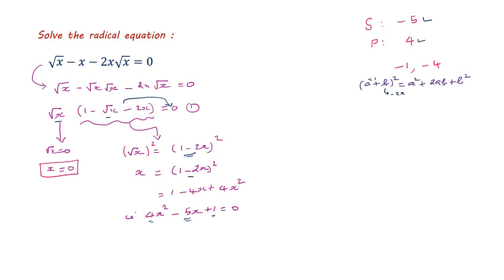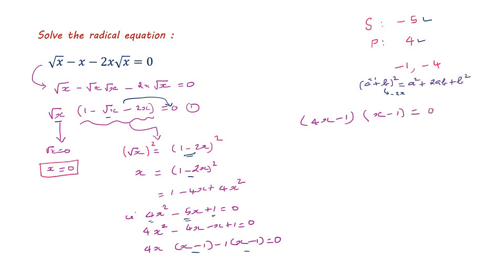So you can write this minus 5x as minus 4x and minus x. Then 4x squared minus 4x minus x plus 1 is equal to 0. From the first two terms you take 4x out: 4x into (x minus 1), minus 1 into (x minus 1) is equal to 0. And you can see here x minus 1, x minus 1. So (4x minus 1) into (x minus 1) is equal to 0.